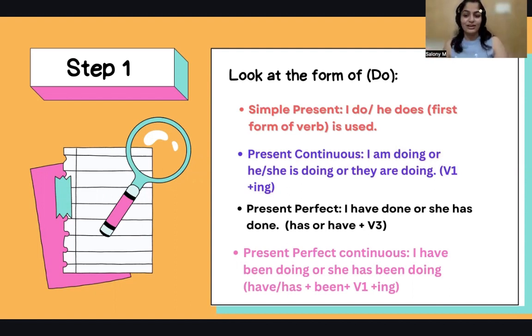Present perfect tense, I have done, or she has done. Again, has or have plus third form of verb. Now you have to look at the form of "do". This changes, right? So we have used the third form of verb here. Present perfect continuous tense, I have been doing or she has been doing. So has or have plus been plus first form of verb plus ing. Yes, doing is do plus ing. You got it. I guess this is very simple for you to remember even. This really worked for me as well.